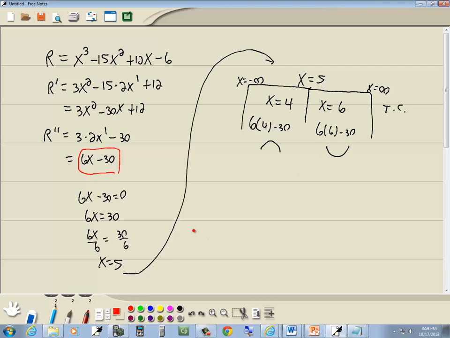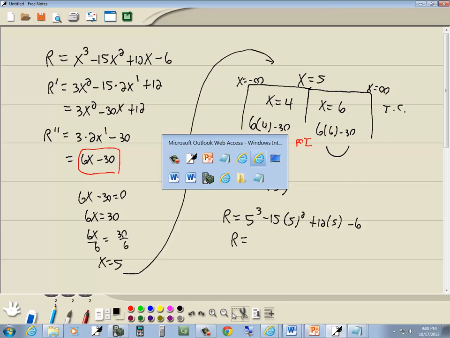Now our point of inflection is where the concavity changes. This is concave down, this is concave up. So we're going to have a point of inflection at x equals 5. But point of diminishing returns is the same as the point of inflection. So our point of diminishing returns is going to be 5, comma, and then we need to find out what r is. So we're going to take that and plug that back into the original function here. So r is equal to 5 to the third minus 15 times 5 squared plus 12 times 5 minus 6.